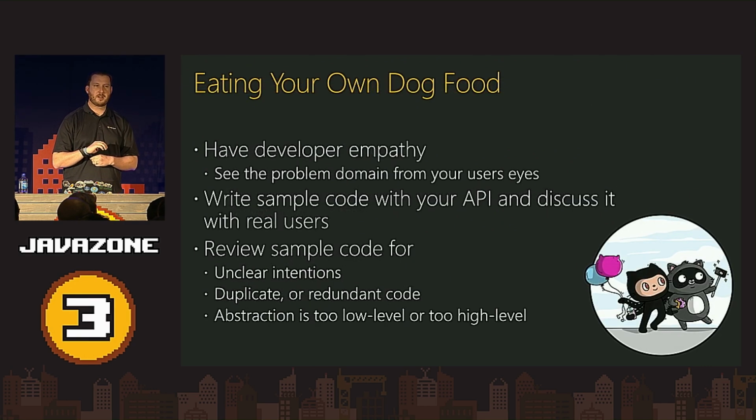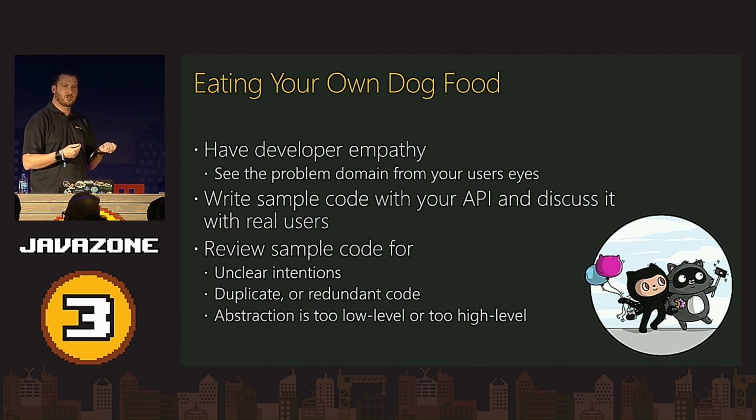So the big thing really is having developer empathy. Looking at problems through your developer's eyes, not just solving the problem that you have to solve, but making sure that what you're offering is solving the developer's problem as well. Write a lot of sample code that uses it and discuss it with real users. That's a really good time to look for things like unclear intentions, duplicate redundant code, or an abstraction not being at quite the right level.